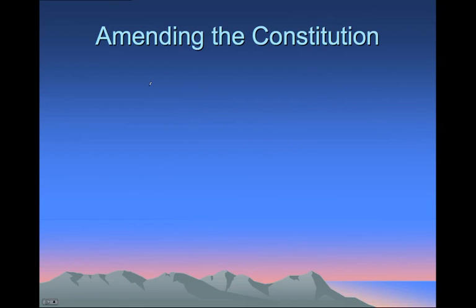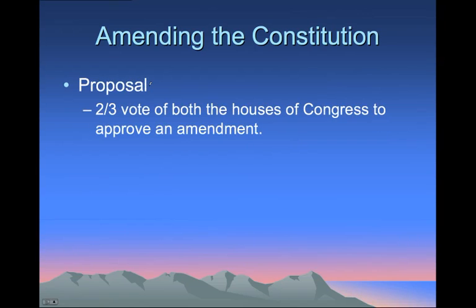Now, when it comes to changing the Constitution, we've talked about that a little bit, and this is a very difficult process. It takes a lot of people to determine that you can change the Constitution. So in order to even just have a constitutional amendment proposed, you have to have a 2/3 vote of both the House and the Senate. They both have to approve the amendment.